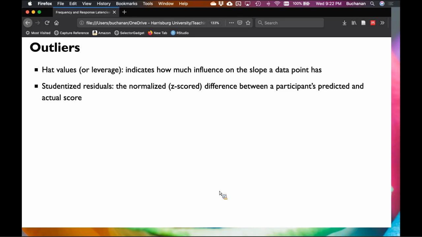The studentized residuals, this is our z-score difference between a person's predicted and actual score. And then Cook's. So Cook's is a measure of what's called influence. So it's a measure of leverage and discrepancy. So discrepancy is how far away it is from the rest of the data. So if you have like all of your points over here and then somebody way over here, that is a discrepant point.